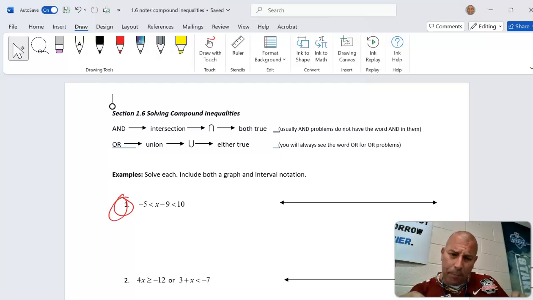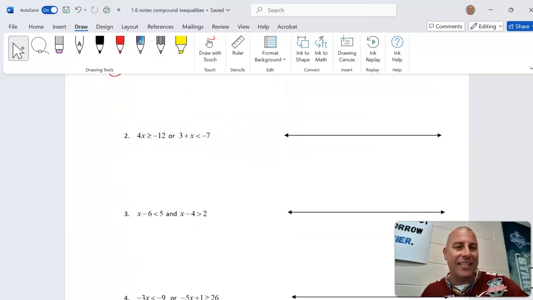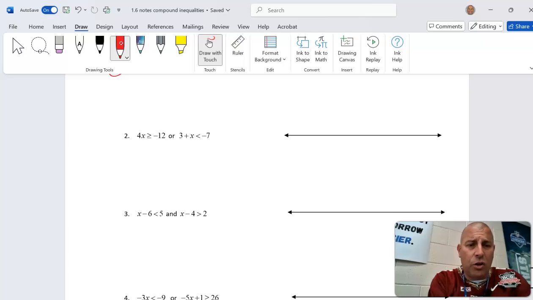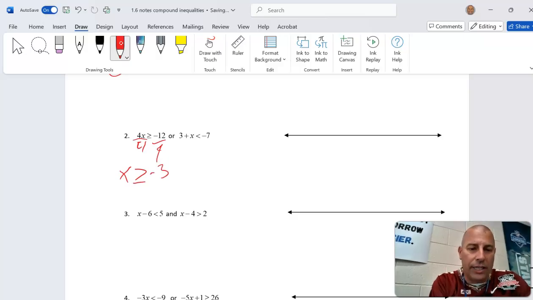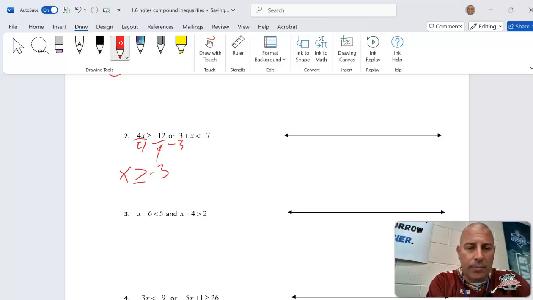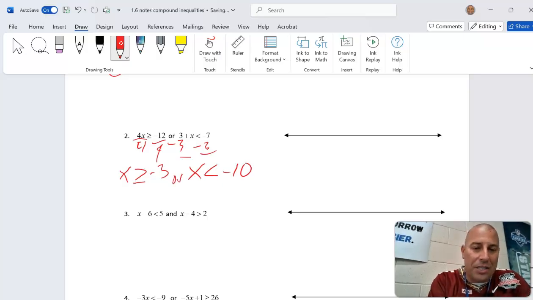So we're going to skip around a little bit. I'm going to go down to problem number two, and let's walk through this. Business as usual, there are just two of them. We're just going to solve. For the first one, let's divide both sides by 4. So I've got x is greater than or equal to -3. On the other one, let's subtract 3 from both sides. So x is less than -10. It is an or statement there.